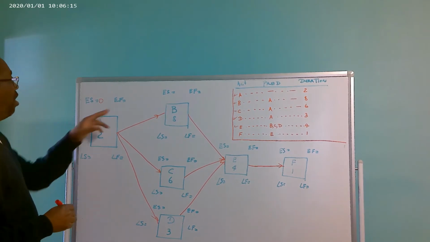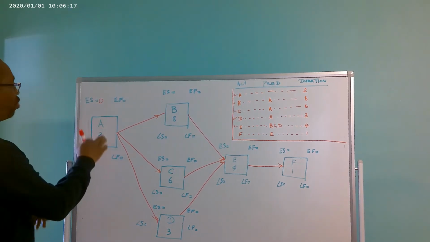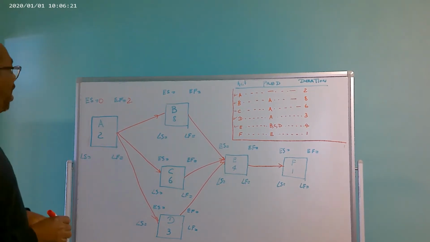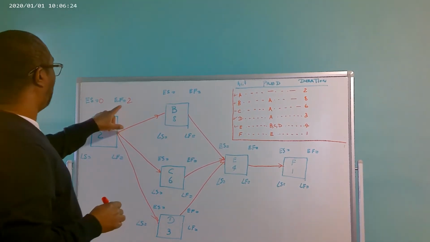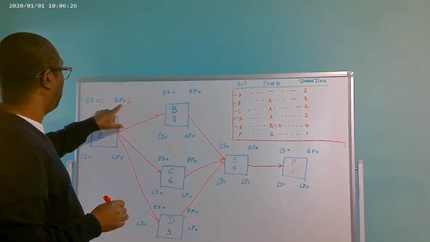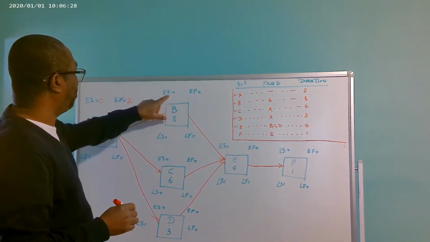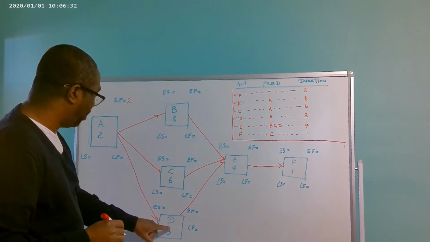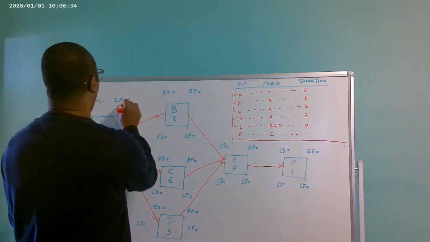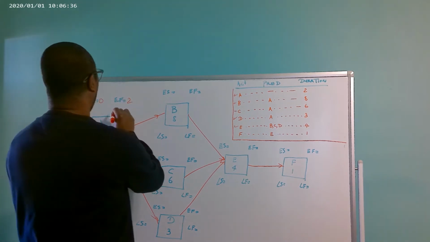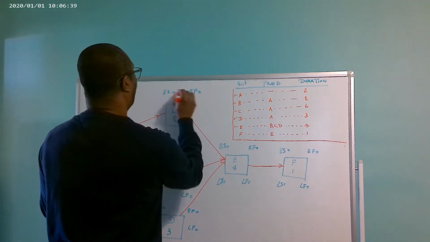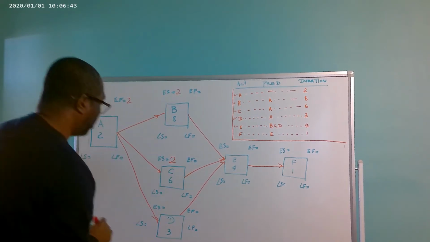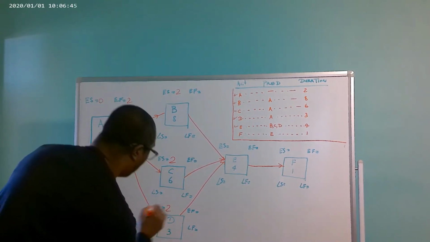So for the early finish, we're going to have 0 plus 2, which is 2. Right? So the early finish of activity A is going to be the early start for activity B, the early start for activity C, and the early start for activity D. So we're going to have these two here. This early finish for activity A is going to be the early start for activity B, activity C, and activity D.